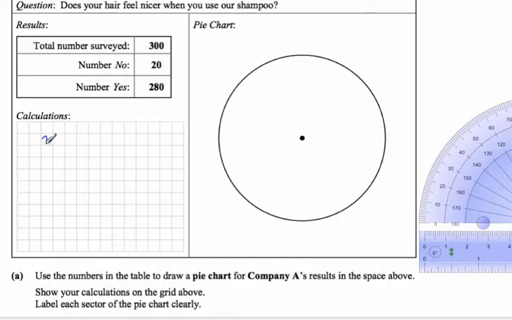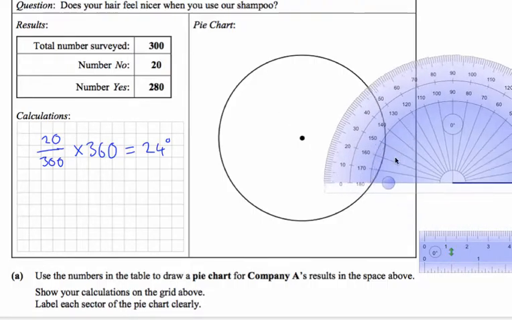Now that was 20 people out of 300. So that's the fraction of people who said no, 20 over 300. And because a pie chart is a full circle, we know it's 360 degrees. So we're going to multiply our fraction by 360. And when we do that in a calculator, we get 24. So that's in degrees. So the no sector will be 24 degrees. Okay, so let's have a go at doing that.